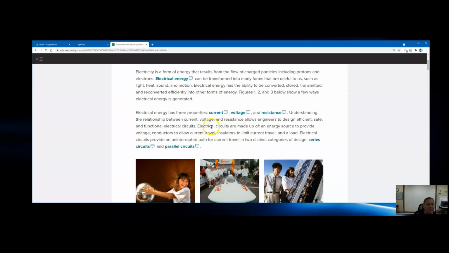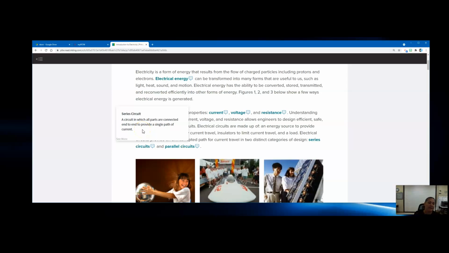Okay, so electrical circuits are made up of an energy source to provide voltage. They have conductors to allow the current to move along or travel. And then they have insulators to limit the current travel, and a load. Electrical circuits provide an uninterrupted path for current travel in two distinct categories of design: series and parallel. So when you are taking your notes, please click on those and have these in your notes.